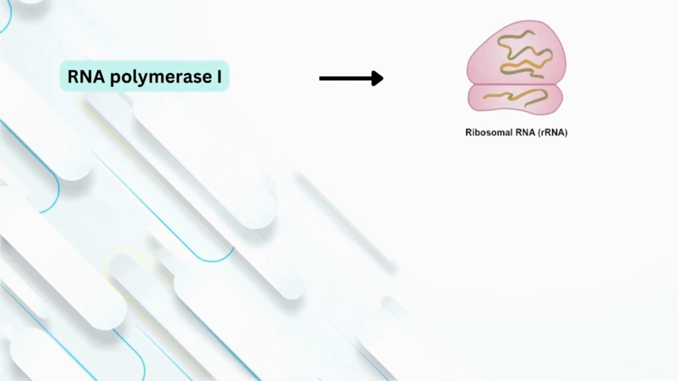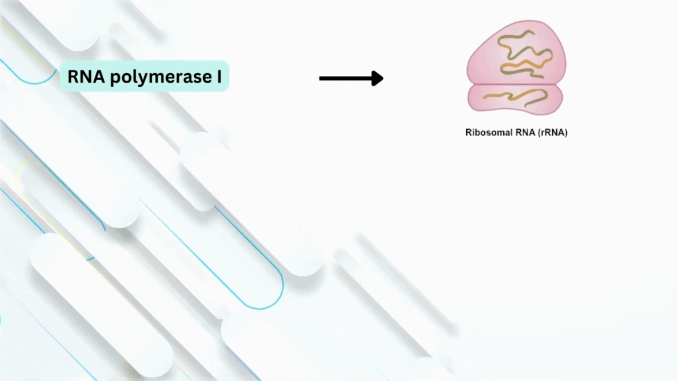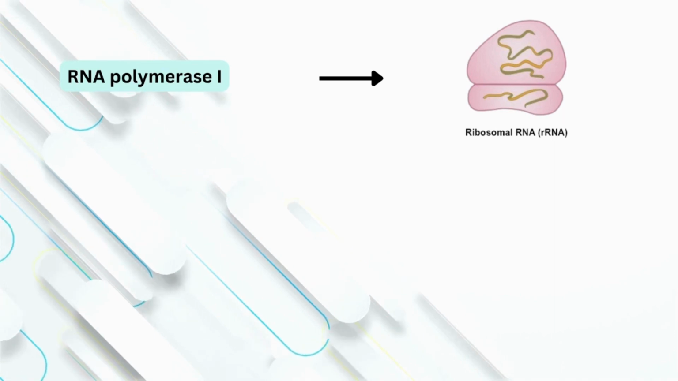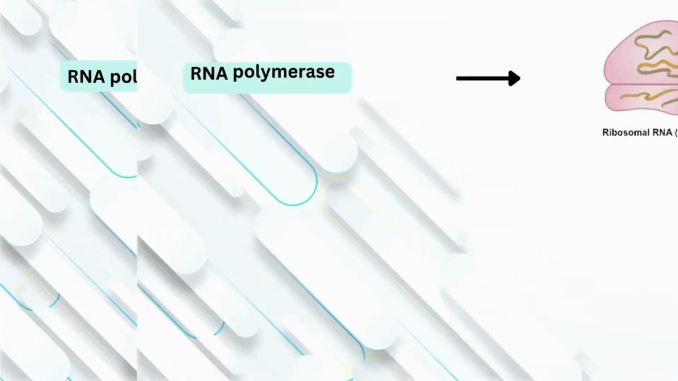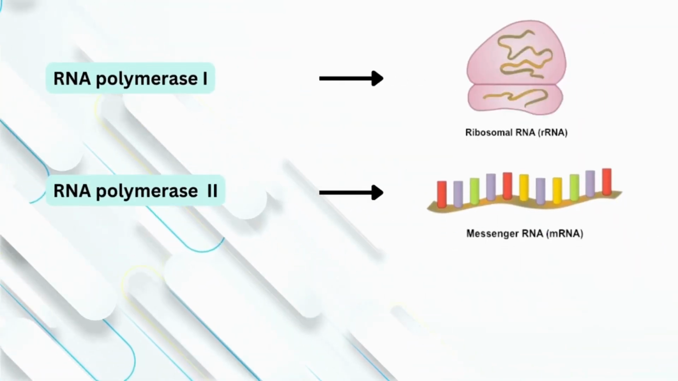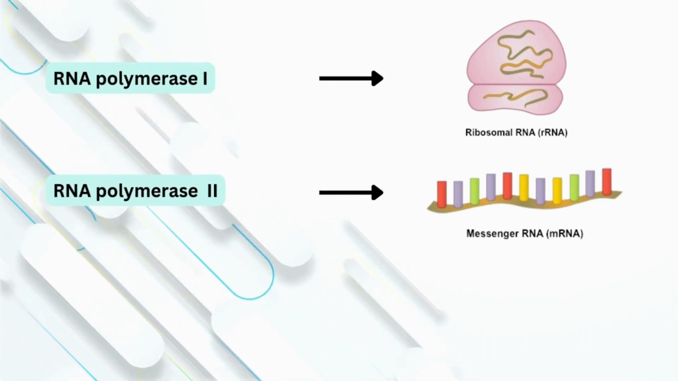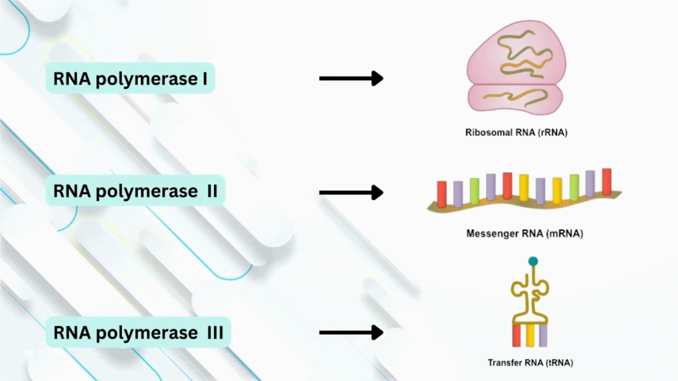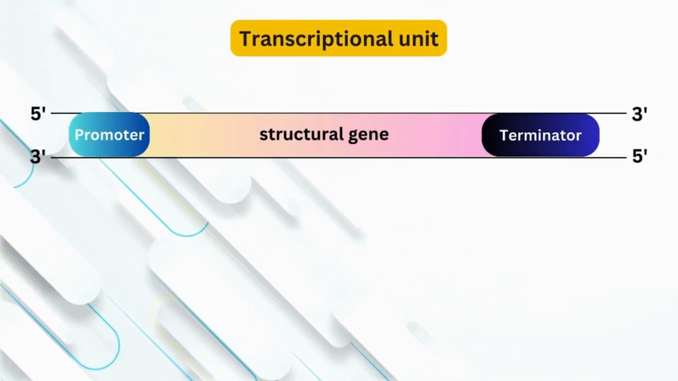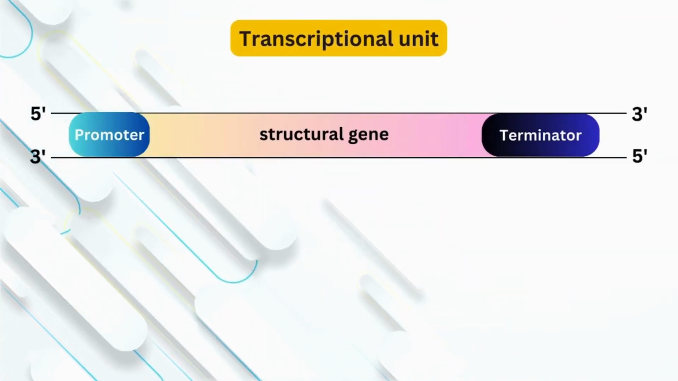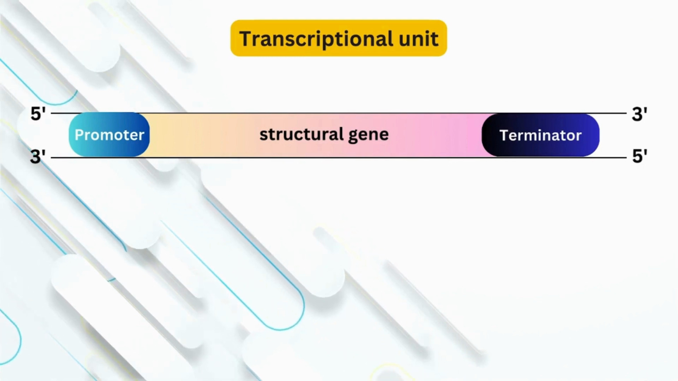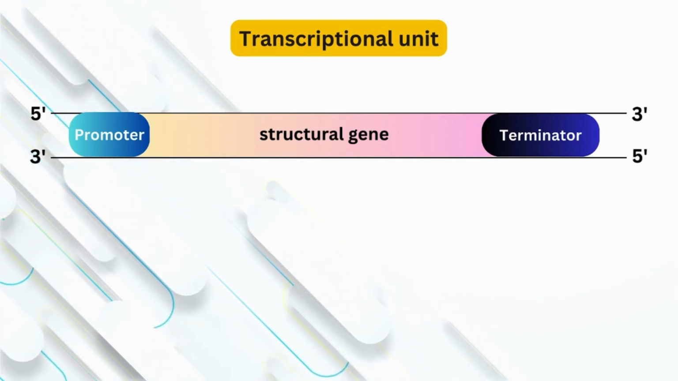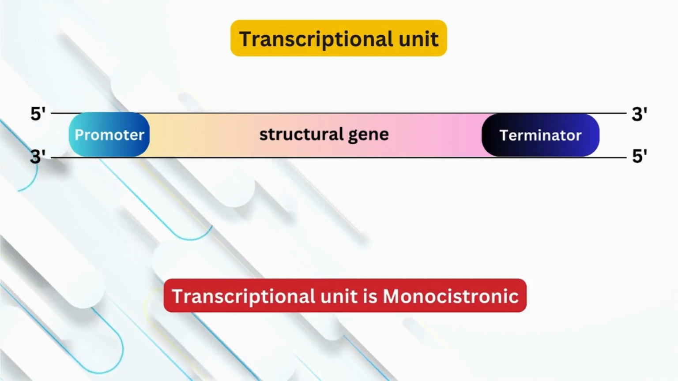Different RNA polymerases transcribe different RNAs in the case of eukaryotes. RNA polymerase 1 transcribes rRNA, RNA polymerase 2 transcribes mRNA, RNA polymerase 3 transcribes tRNA. A typical transcriptional unit basically consists of the promoter, structural gene and the terminator. In the case of eukaryotes, the transcriptional unit is monocistronic.